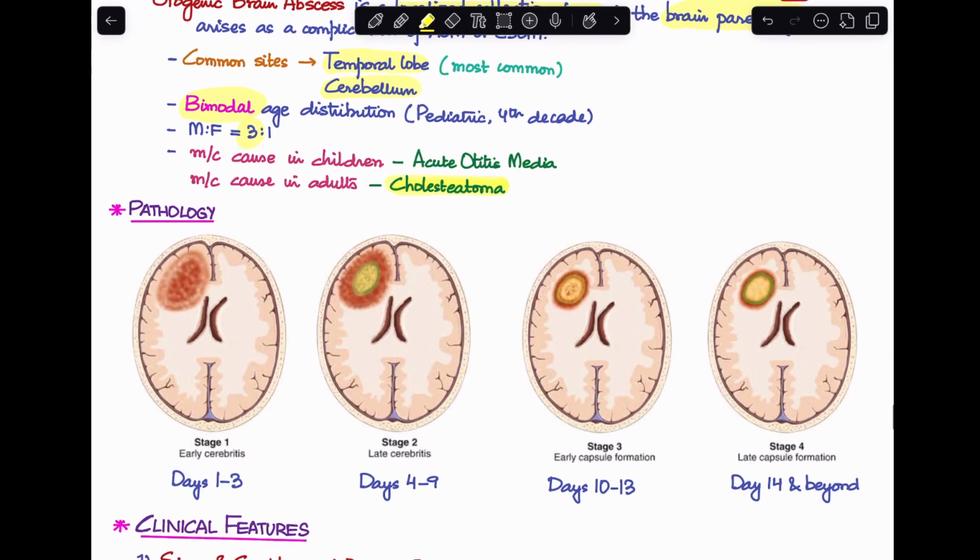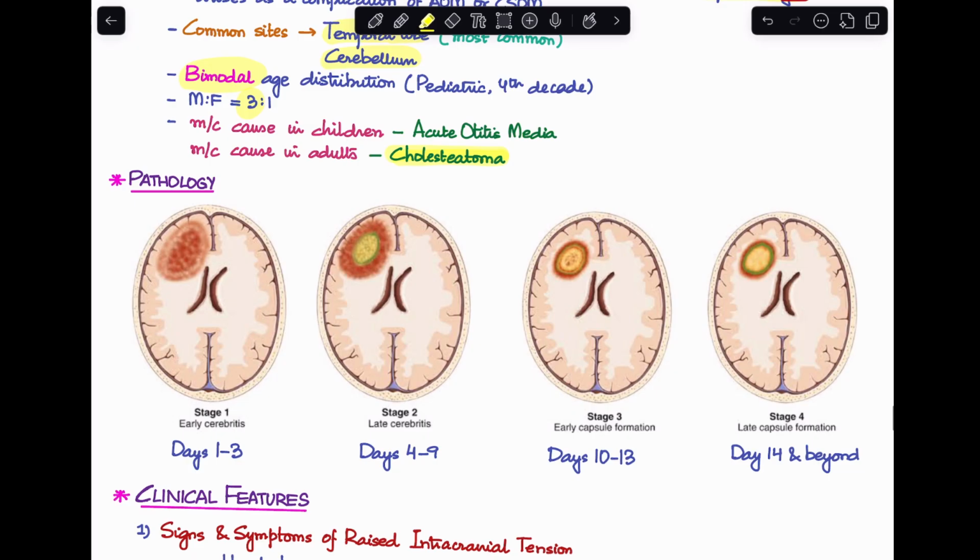Now, otogenic brain abscess has 4 stages in its pathology. Stage 1 is early cerebritis, which lasts from day 1 to day 3. Stage 2 is late cerebritis, which lasts from day 4 to day 9. Stage 3 is the early capsule formation, which lasts from day 13 to day 14.